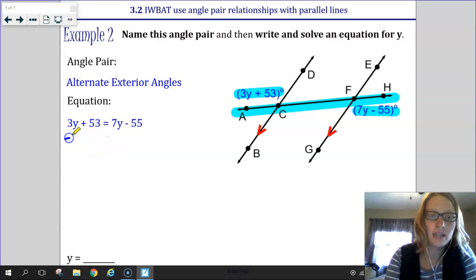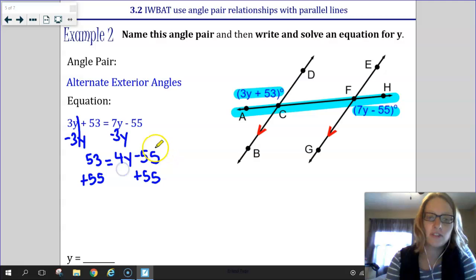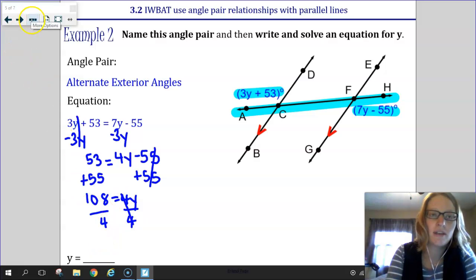I like to keep my y's positive, so the first thing I'm going to do is subtract 3y from both sides. Those will cancel out, and I have 53 equals 7y minus 3y is 4y minus 55. Now that I got my y's together, I can get the numbers together, so I'm going to add 55 to both sides so that the 55 cancels from the right side, and I will have 108 is equal to 4y. So my last step will be to divide on both sides to get rid of 4 and find that y is equal to 27.